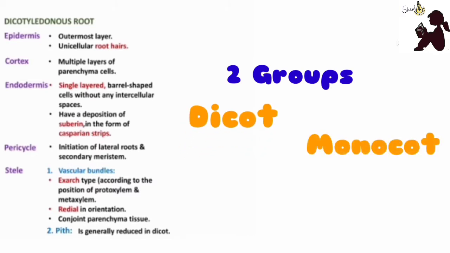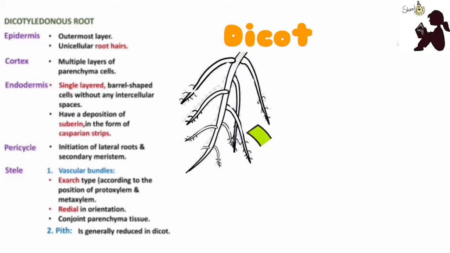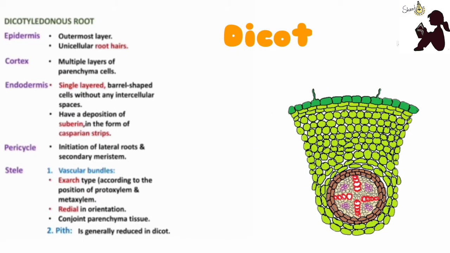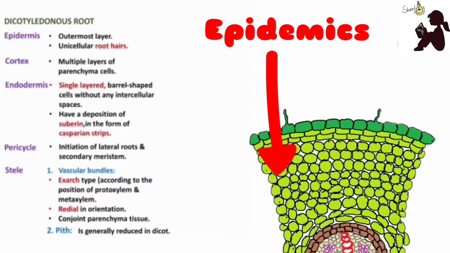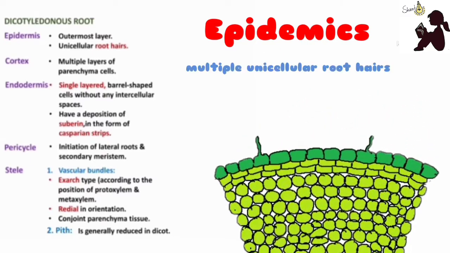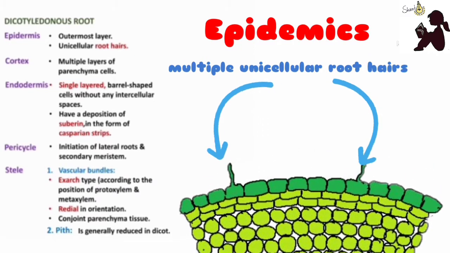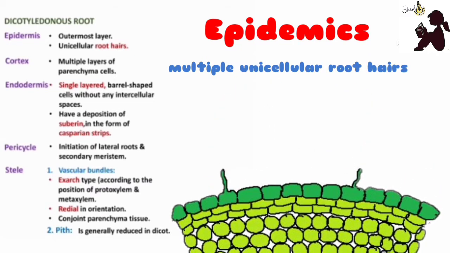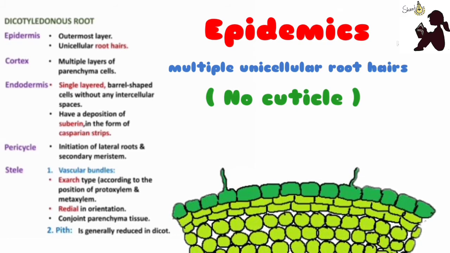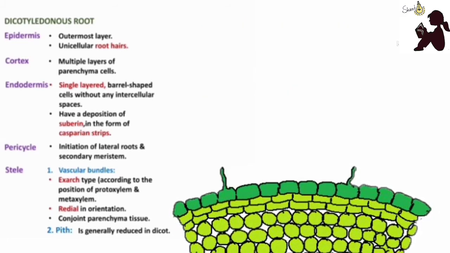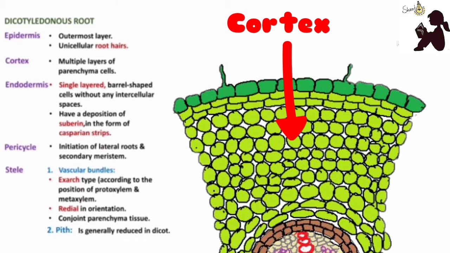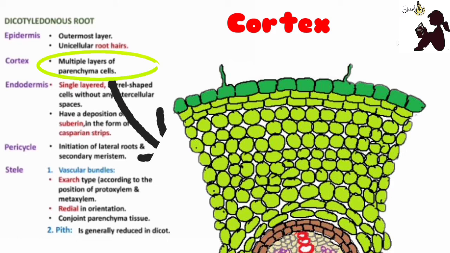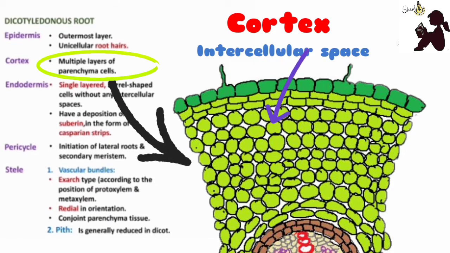Now let's talk about anatomy. In dicotyledonous root, we can see the epidermis in the outermost layer, and this is a specialized parenchymatous layer with multiple unicellular root hairs, and this layer is completely devoid of cuticle. Okay, now inside the epidermis we can see the cortex, and that has multiple layers of parenchyma cells. Also, you can see some intercellular spaces between the cells.